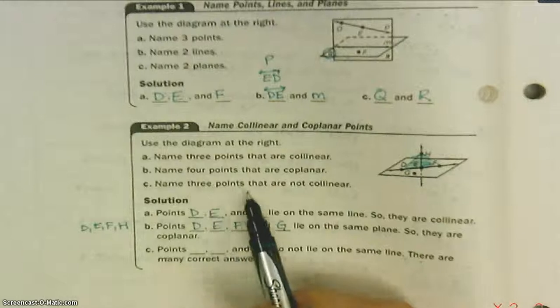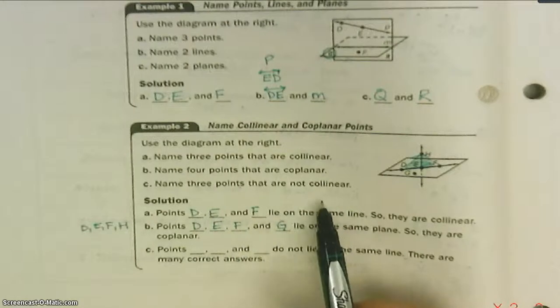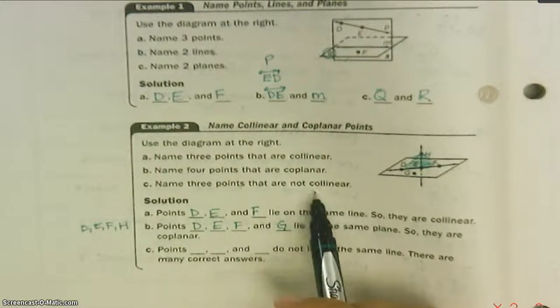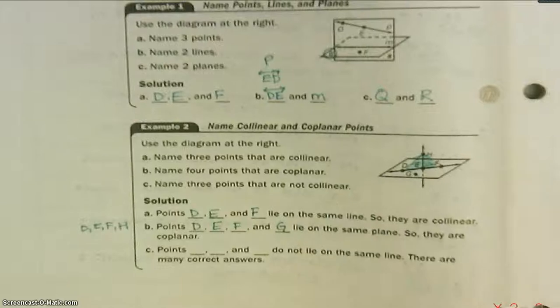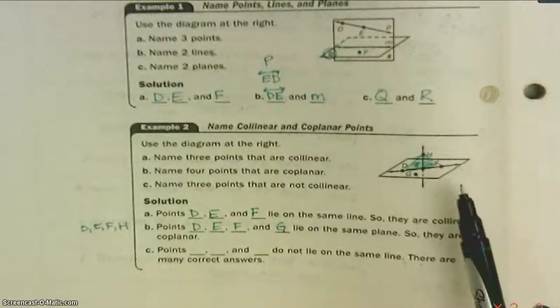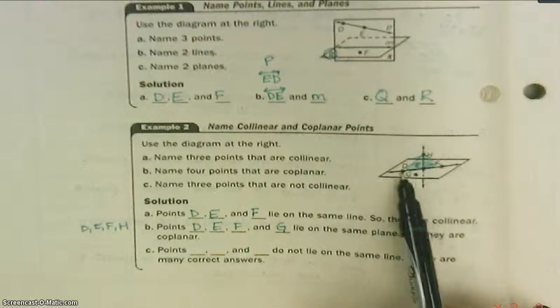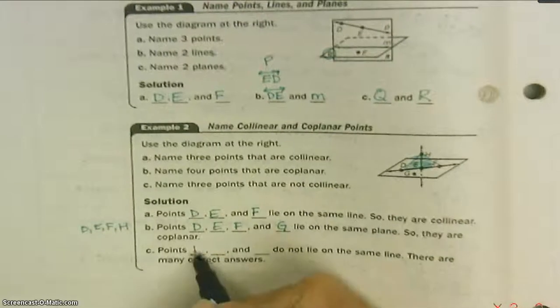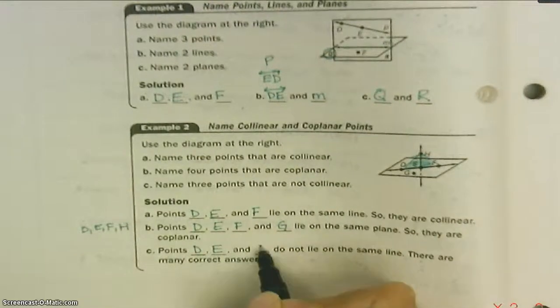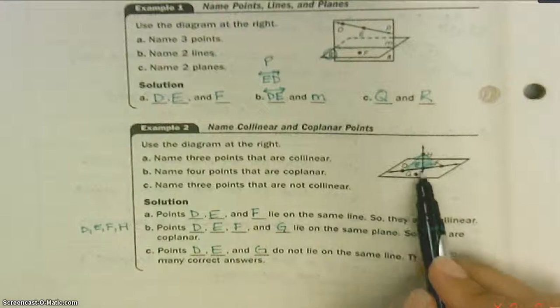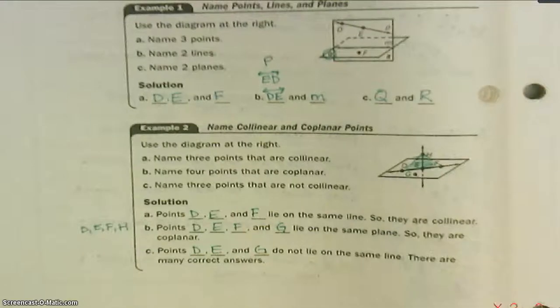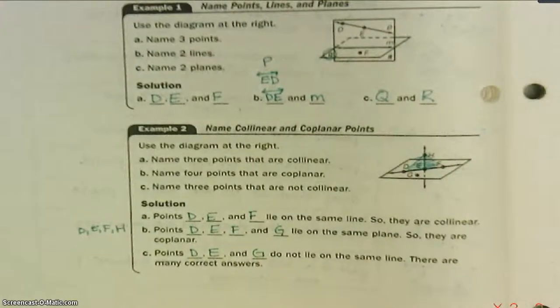Name 3 points that are not collinear, so that are not together on a line. Well, as long as we have G in there, we're going to be okay. So D, E, and G is one possible answer. They are not on the same line together. There are more possible answers than that, but we'll just use that one for now.